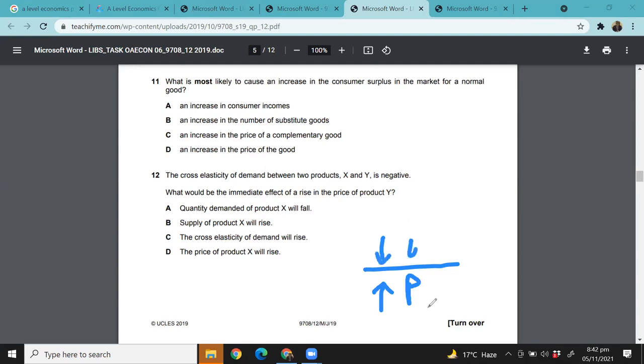So if the price of fuel is increasing, the demand for cars will decrease, right? So there's a negative relationship. Very good, excellent. Now think about this, and that is exactly what the question was asking. What effect will a rise in the price of product Y have? So if let's say product Y is fuel, fuel is becoming expensive, as I just said, the other complementary good, which is X, the demand for that good will decrease. And therefore, the answer is A, quantity demanded of product X will fall, right?